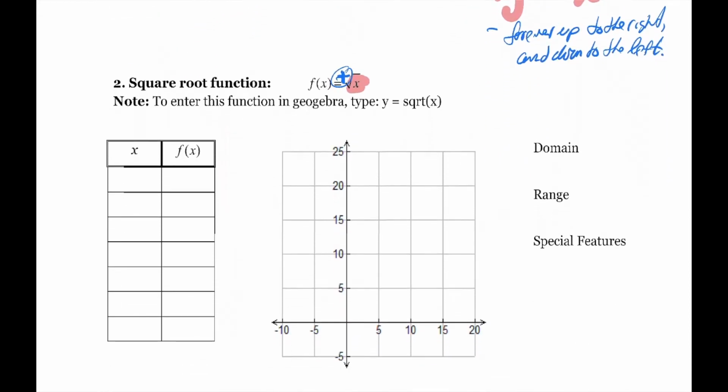So how will we go about graphing this? Again, same thing, I'm going to start at 0. So maybe we're going to write 0 up here.